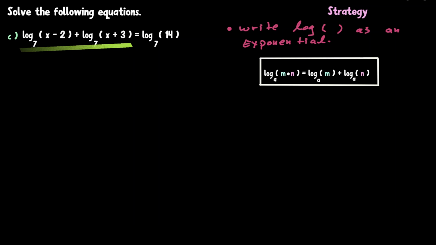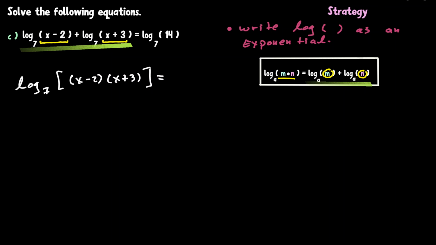We can apply the product rule. The product rule says anytime that we have 2 logs that are adding to each other, we can look at the inside of each of those individually, and then we can write it as a single log, just multiplying the inside. In our example, the expressions on the insides are going to be x minus 2 and x plus 3. So let's apply this rule. Let's write it as a single log. And now the right-hand side, let's just bring that down.